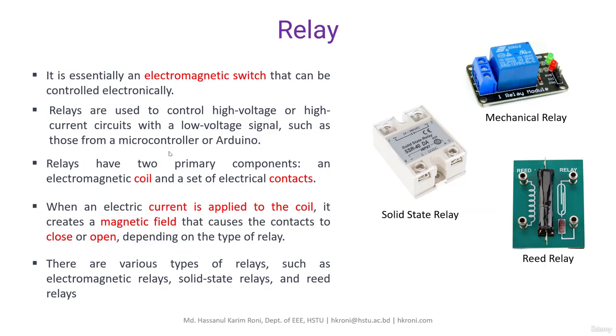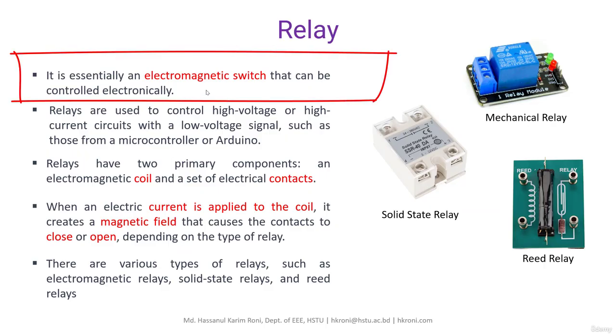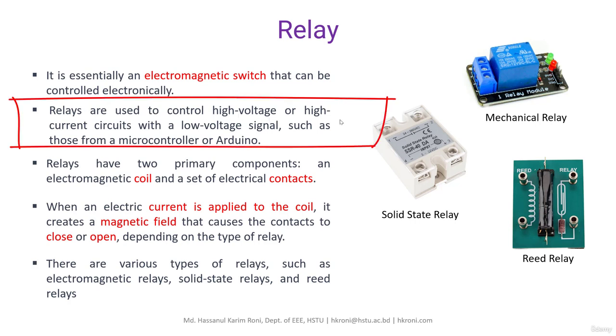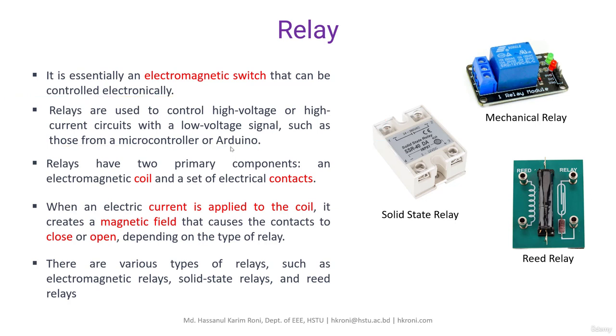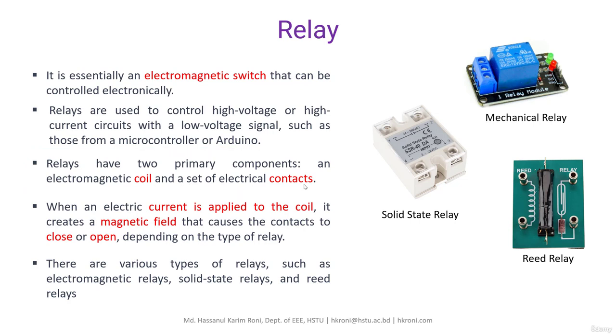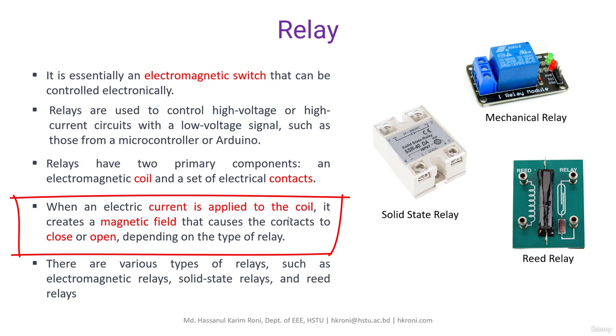Let's get started. A relay is essentially an electromagnetic switch that can be controlled electronically. Relays are used to control high voltage or high current circuits with a low voltage signal, such as the signal from a microcontroller or Arduino. Relays have two primary components. The first one is an electromagnetic coil, and the second is a set of electrical contacts. When an electric current is applied to the coil, it creates a magnetic field that causes the contacts to close or open, depending on the type of relay.